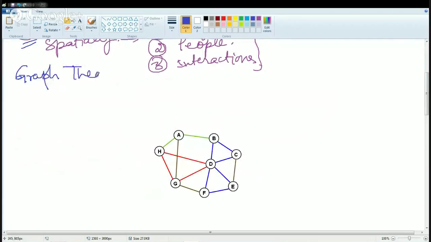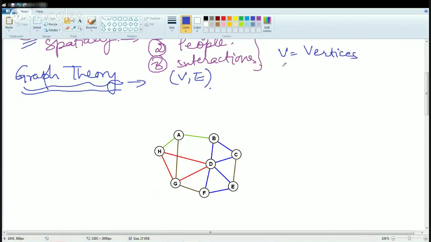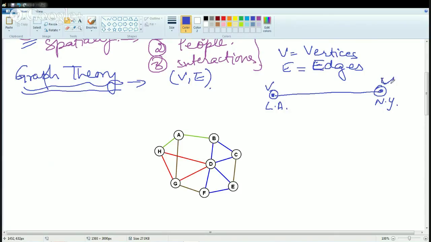So let's start with what is the concept of graph theory and what is a graph. When we talk about the encoding and measurement of any network, that is what graph theory is. It's simply a function of V and E, where V is the vertices and E is the edges. Let's take a very simple example. I have 2 points. One is Los Angeles, the other is the city of New York. These are the 2 vertices, and this is the edge that is joining the 2 vertices. An edge is also known as a link, and a vertex is also known as a node.